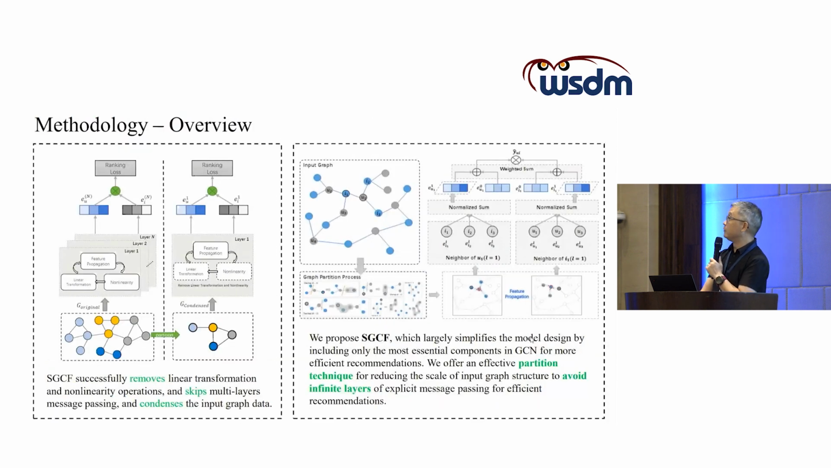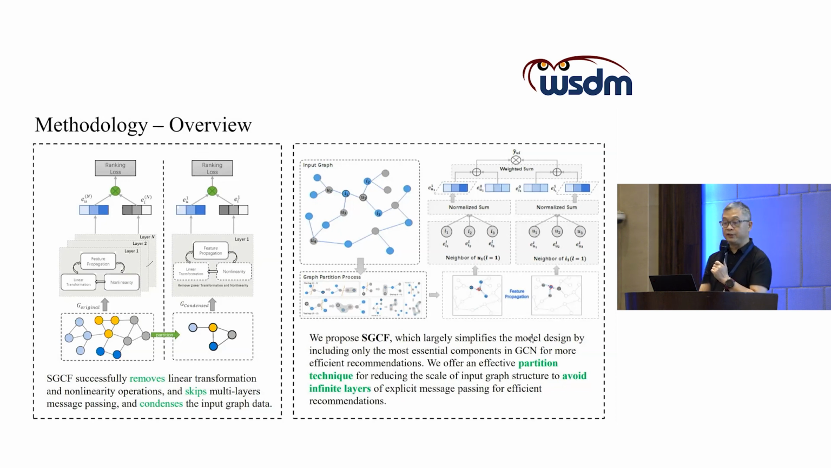Here comes our proposed framework. We propose a simplified graph collaborative filtering algorithm, which largely simplifies the model design by including only the most essential components of the GCN for more efficient recommendation. Meanwhile, we also propose effective partition techniques for reducing the scale of the input graph structure, to avoid infinite layers of explicit message passing for efficient recommendation.